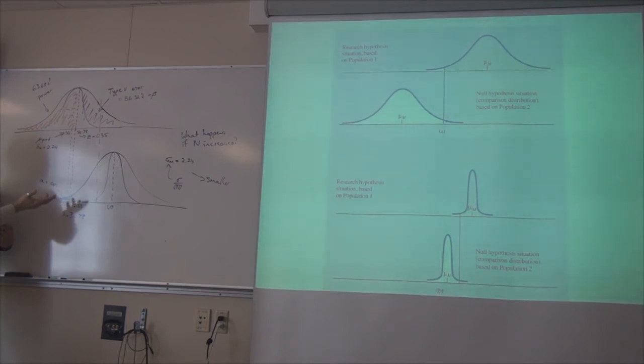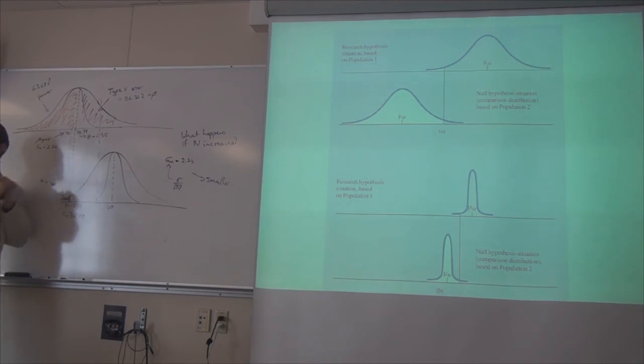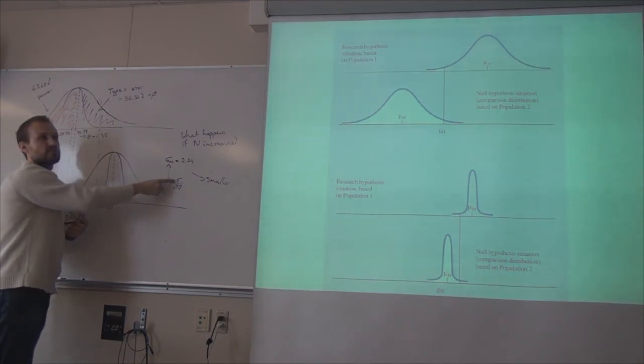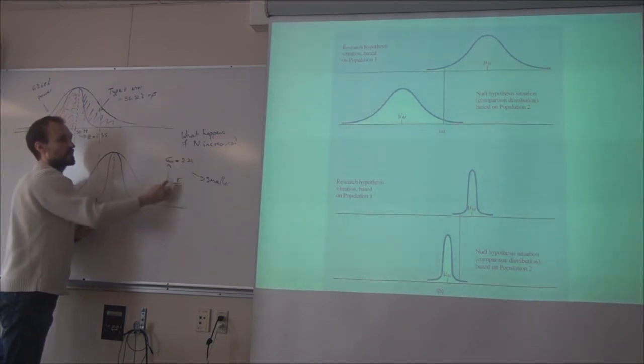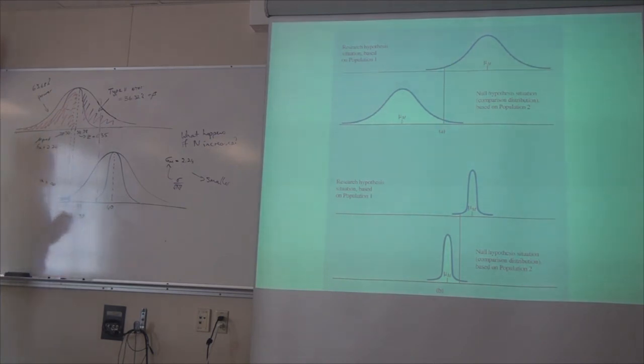What else can I do? Well, what I could do is make this distribution thinner. In other words, decrease the variability. How can I do that? Because the population variance is what it is. By taking a bigger sample, I affect the standard deviation of this distribution of means. Making it thinner with the same shift, the overlap is going to be much less.